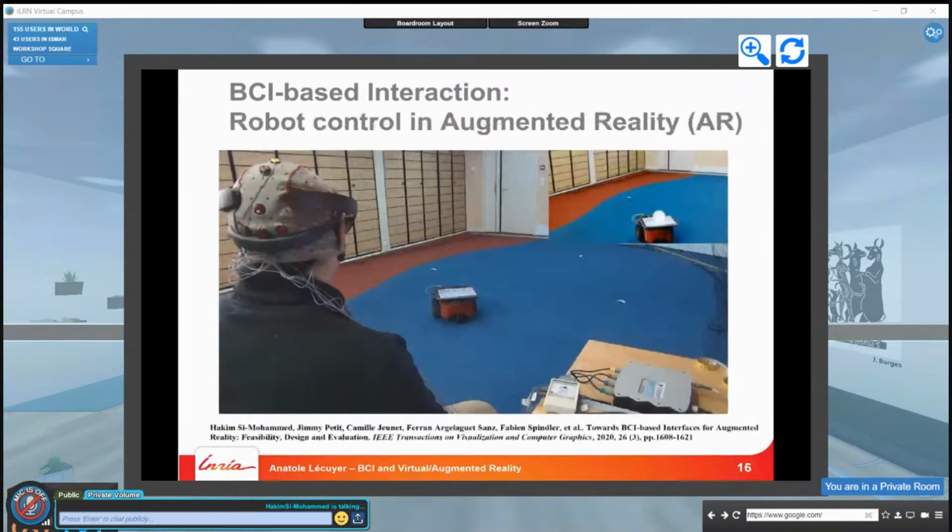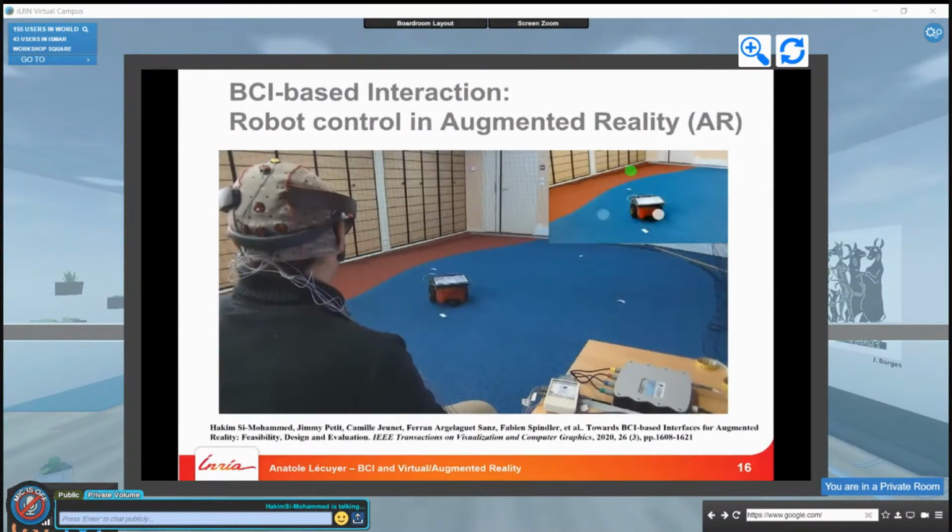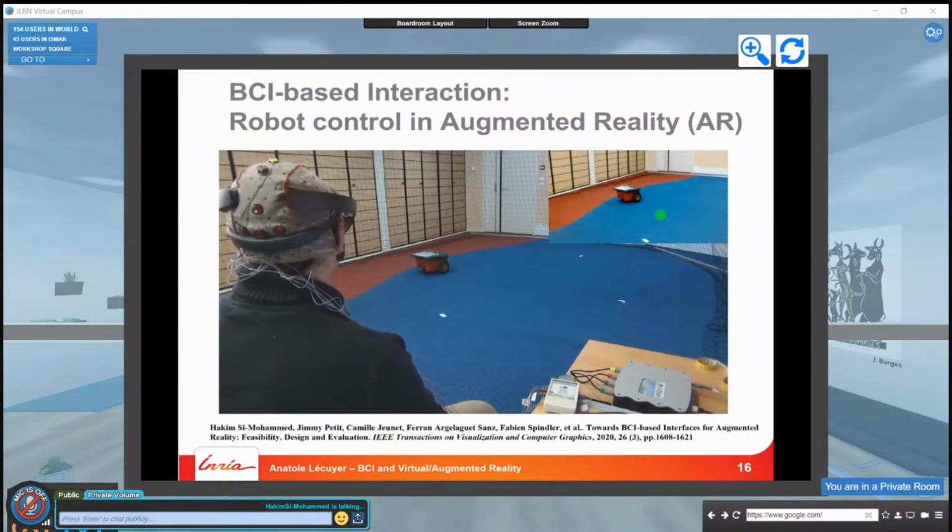Here, I will not enter into too many details on this one because Hakim is going to present this in more detail, but I'm teasing his presentation. It is his PhD work on BCI-based interaction techniques and 3D user interfaces for the robot control in augmented reality with the HoloLens. It's a great PhD work, and Hakim will present this, but it's a great topic of research. Those 3D user interfaces better incorporate BCI and EEG inputs in augmented reality.